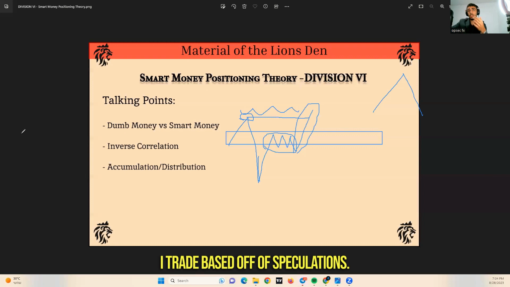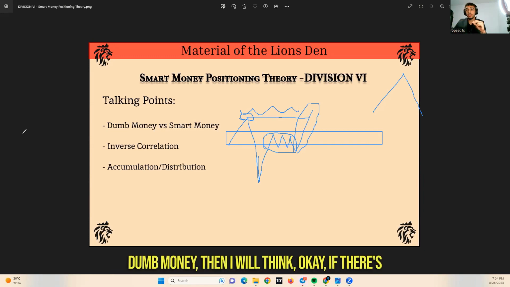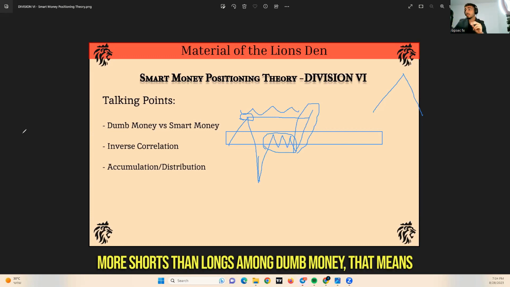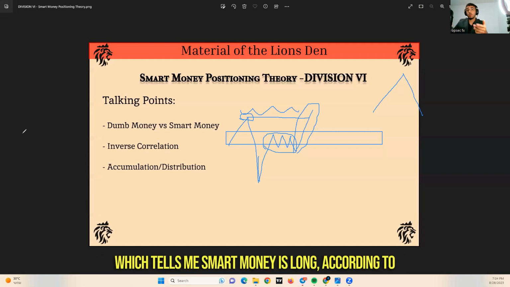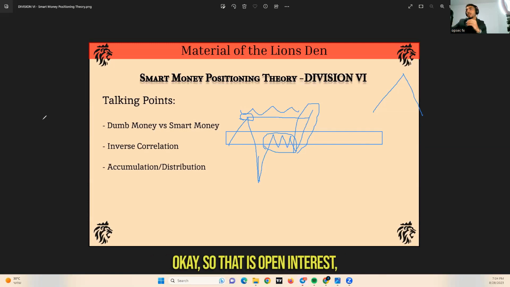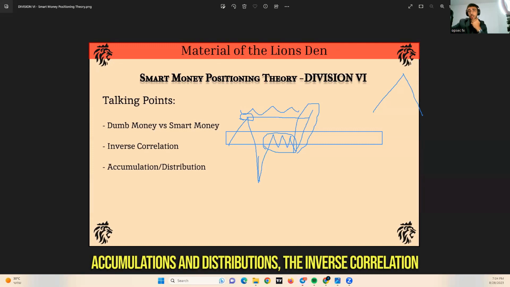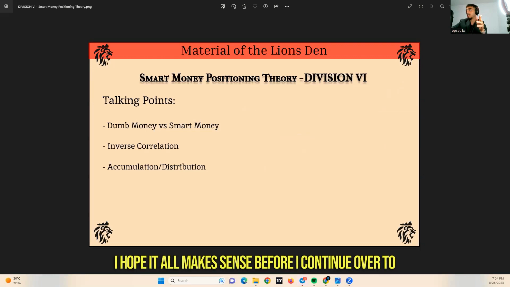I trade based off of speculations. I speculate how many positions are open. So let's just say I think there are more shorts than longs among the dumb money. Then I will think, okay, if there are more shorts than longs among the dumb money, that means that smart money must be facilitating that with longs, which tells me smart money is long according to my speculation, which is how I acquire data, okay? So that is open interest, accumulations and distributions, the inverse correlation between dumb money and smart money. I hope it all makes sense.